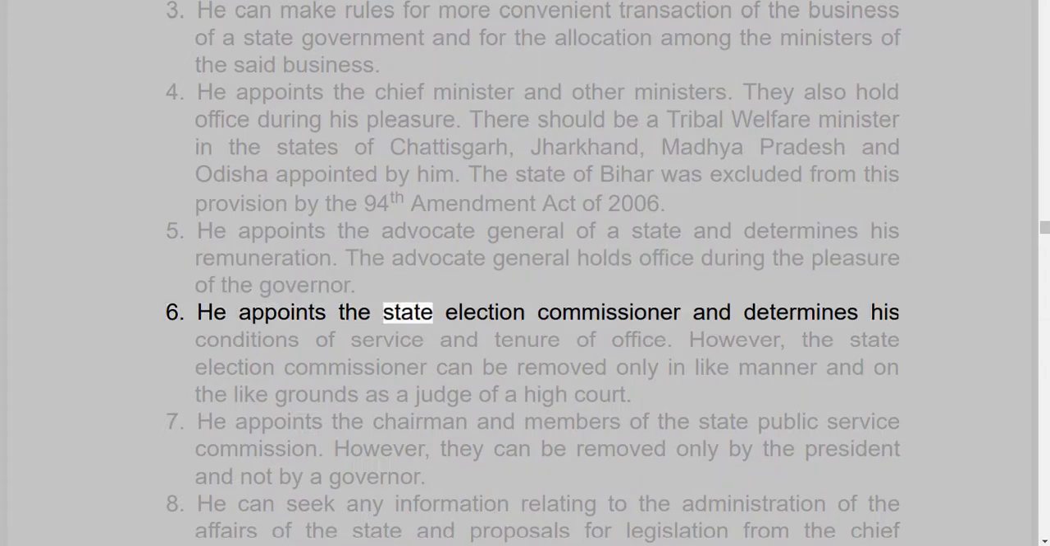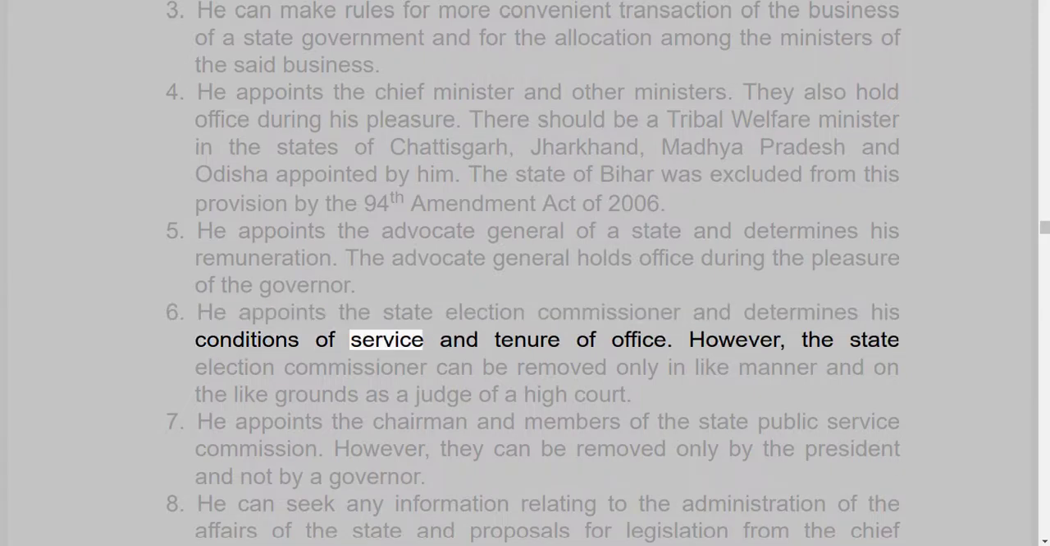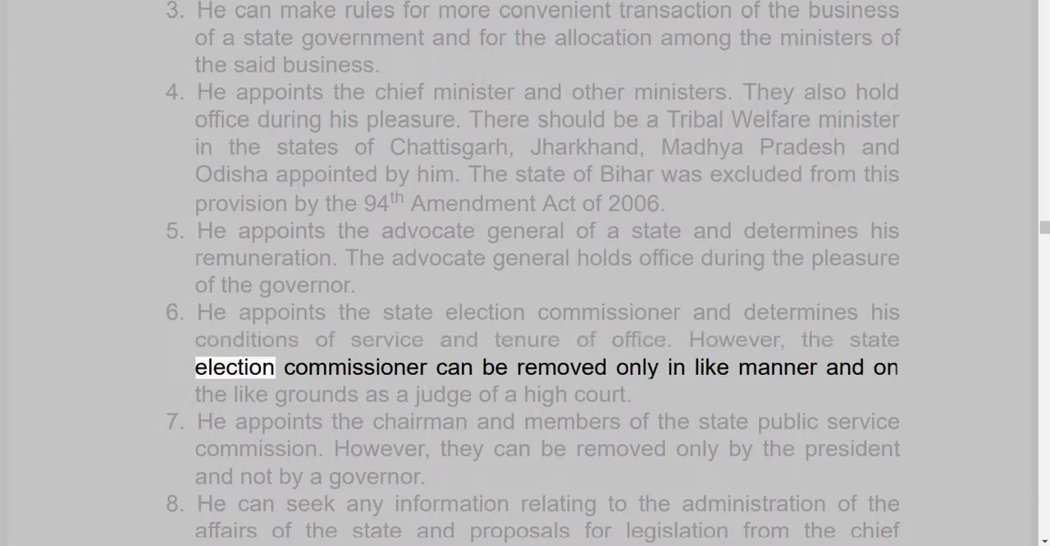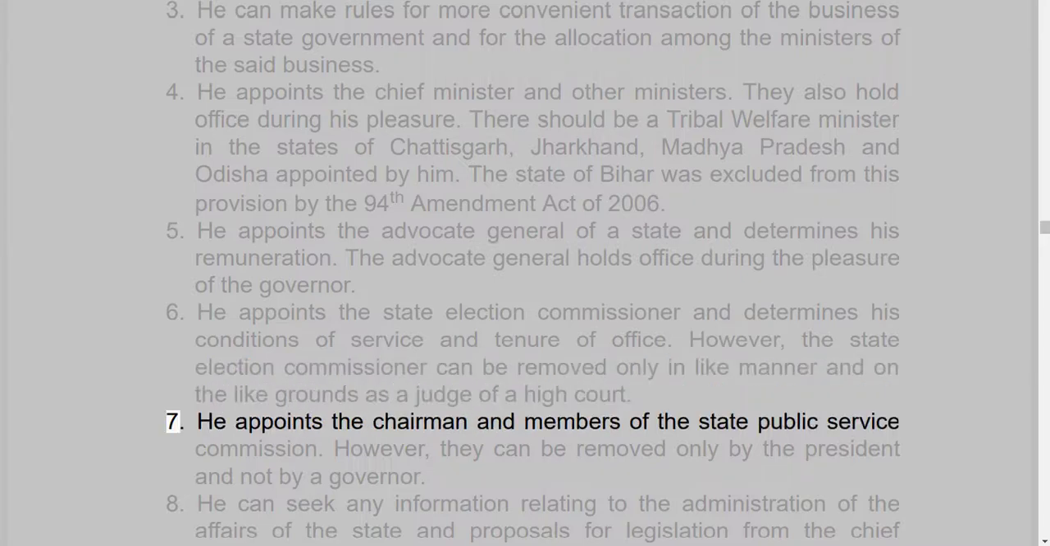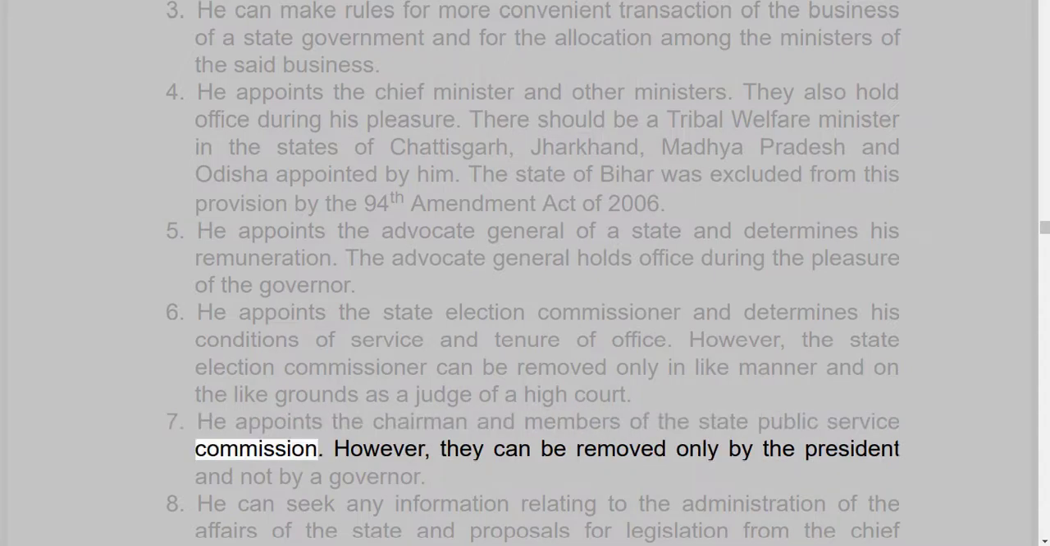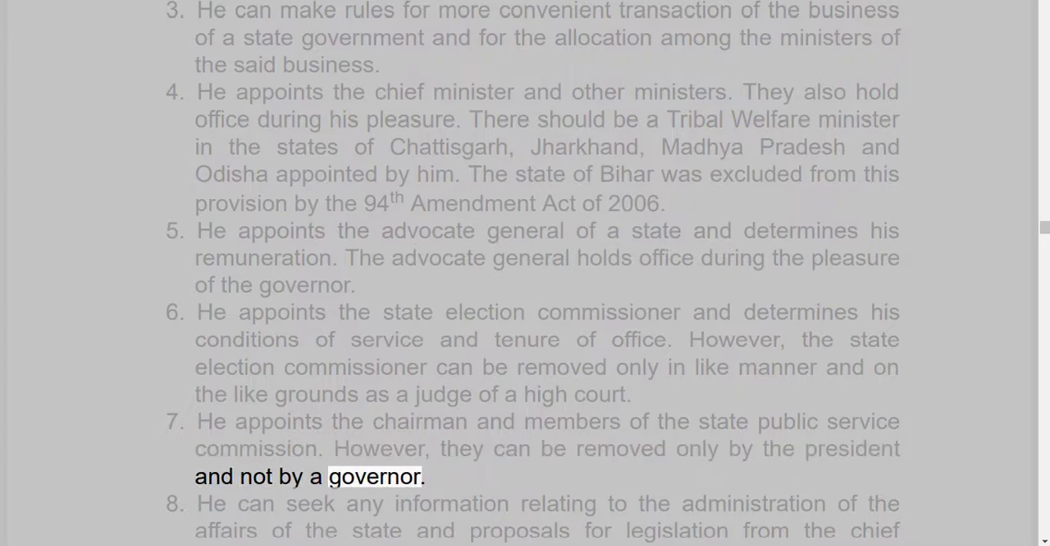6. He appoints the State Election Commissioner and determines his conditions of service and tenure of office. However, the State Election Commissioner can be removed only in like manner and on the like grounds as a judge of a high court. 7. He appoints the chairman and members of the State Public Service Commission. However, they can be removed only by the president and not by a governor.